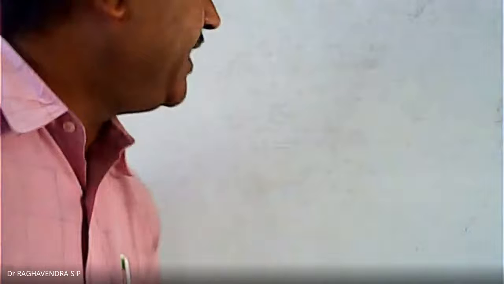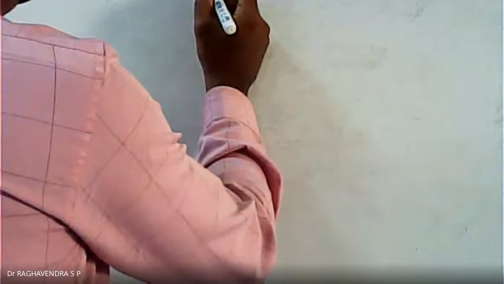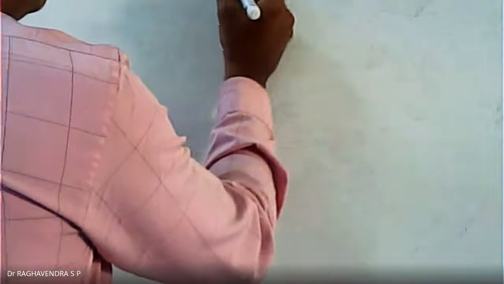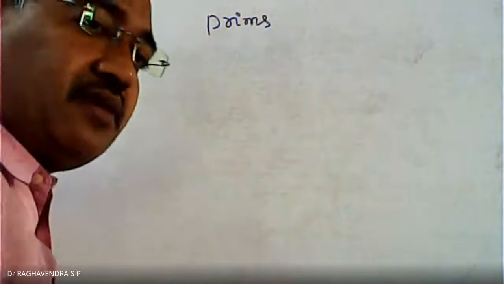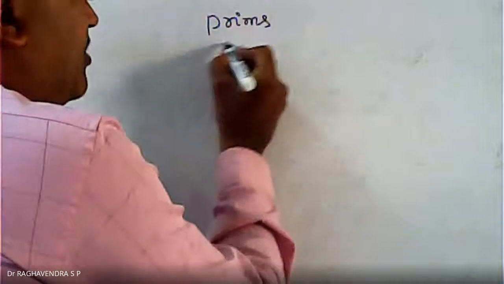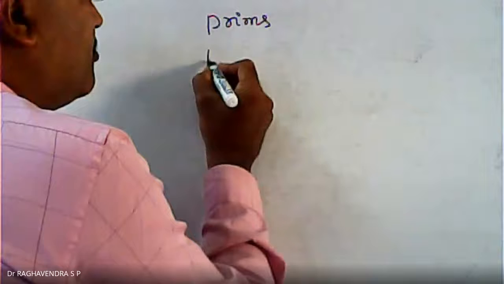Today we are going to have two types of implementation. The first one is Prim's algorithm, and after this we are going to have Kruskal's algorithm.